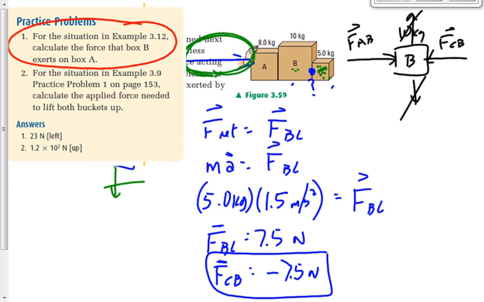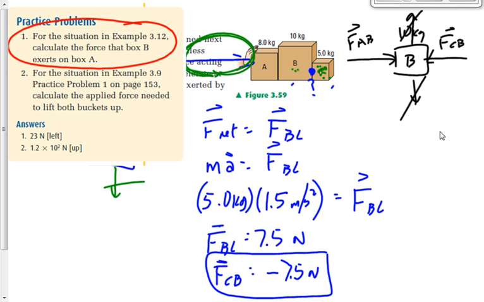So what are you going to do? You're going to analyze one object, but it's not going to be C. If you want to find the force of A on B, you're going to analyze either A or B. Which one looks the simplest to you? Pick one. If it doesn't work for you, try the other one. If you analyze A and it doesn't work, try B. If you analyze B and it doesn't work, try A. Because the force between them is the same, just opposite direction.